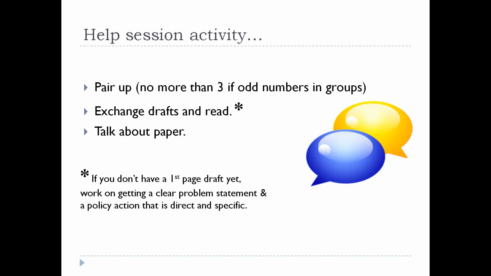So I've created a help session activity. We'll do this week and next week in either the live or the online sections of this class. To do this help activity, you should pair up, and each person in the pair should bring a first page draft of their advocacy paper. This does not have to be perfect. It is a draft. The idea is that you should each exchange the first page of your draft and read them. And then you should talk about the paper.